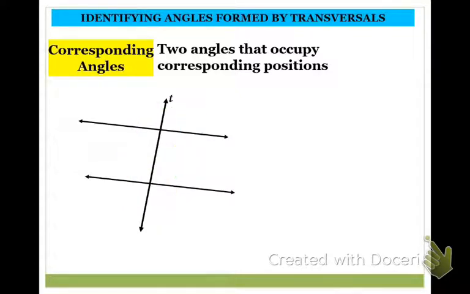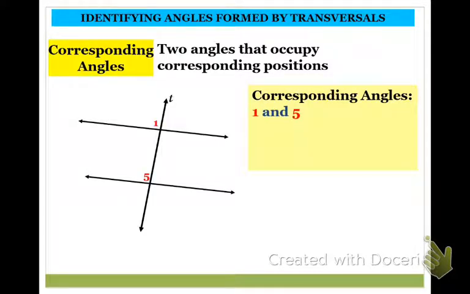So what you're going to do with your highlighter, I'm going to list them. I'll show you what to do. Angle 1 and angle 5 are corresponding. So with one color, I would color the arc of the top left. 1 and 5 are corresponding because they are both in the top left.